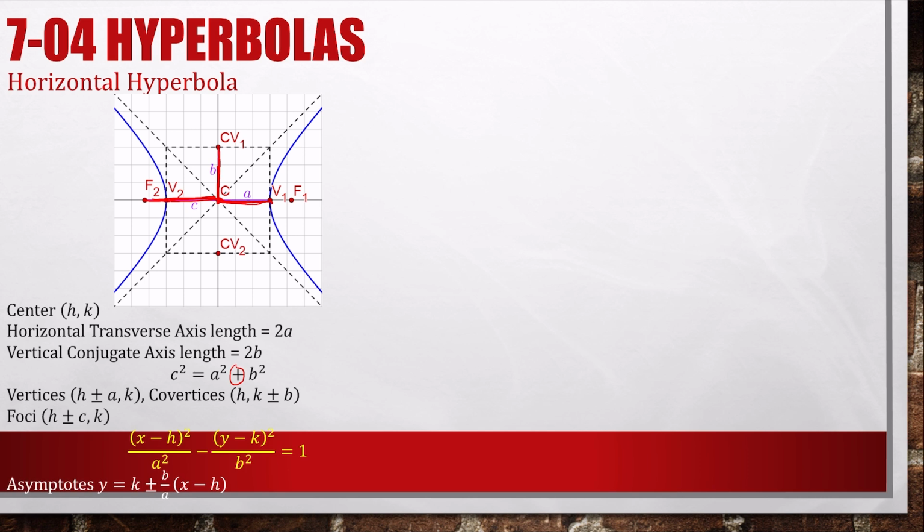Our vertices, covertices, and foci are the same as they were for ellipses. And the equation is even similar. The only difference is for a hyperbola, we're subtracting instead of adding like we were for ellipses. You'll notice in the picture there are diagonal asymptotes. Those diagonal asymptotes have equations y equals k plus or minus b over a times (x minus h).